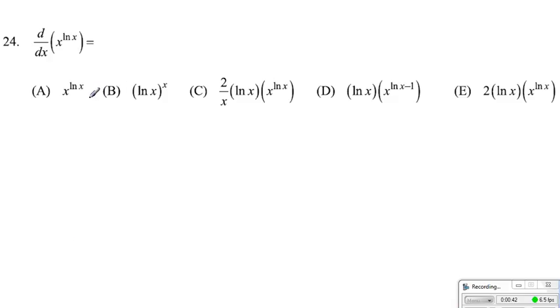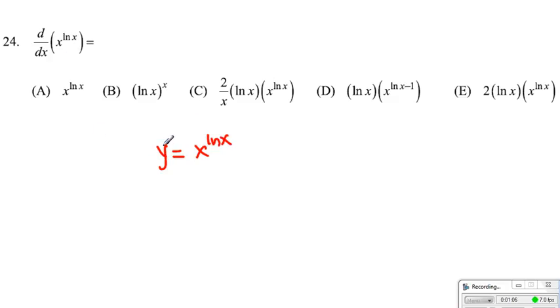Alright, let's look into this one. Now when we want to take the derivative of this one, we have, as you can see, y, which is the variable x, and ln of x is also a variable. So what if we simply said y equal to x to the ln of x? And ultimately what we're looking for here is dy over dx.